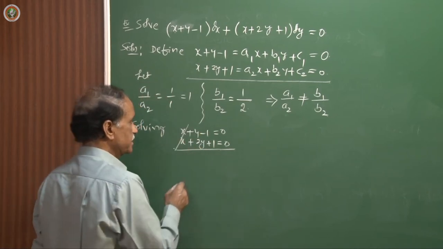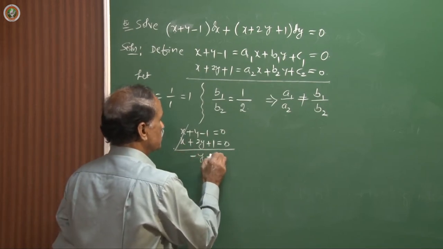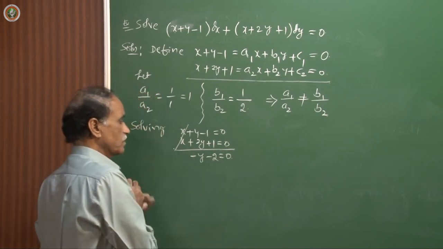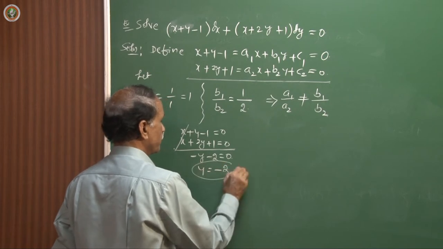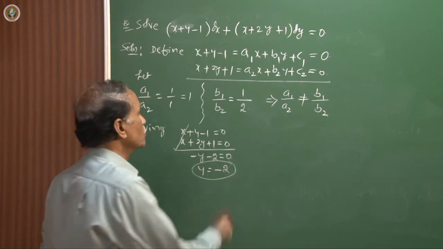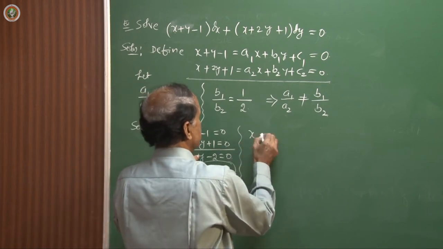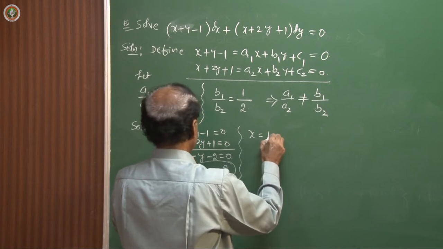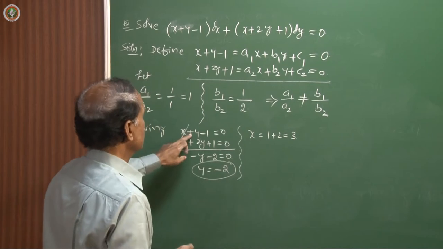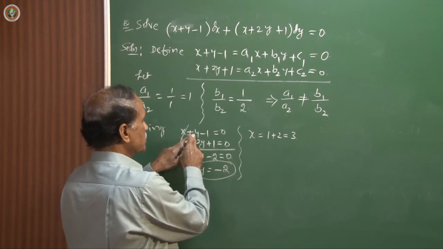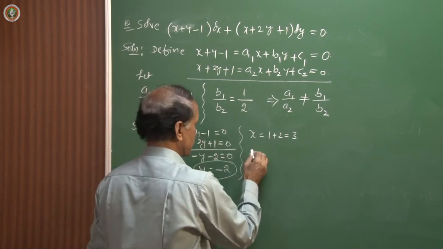On subtraction, this cancels. Then on subtraction this is minus y and this is minus 2 equal to 0. What is the value of y? y is equal to minus 2. And if you take y is equal to minus 2, then what is the value of x? x is equal to 1 minus (minus 2), plus 2, that becomes 3, I think. So, in place of y, you are giving minus 2: minus 2, minus 1 is minus 3. Taking it to the right side, it is equal to plus 3.